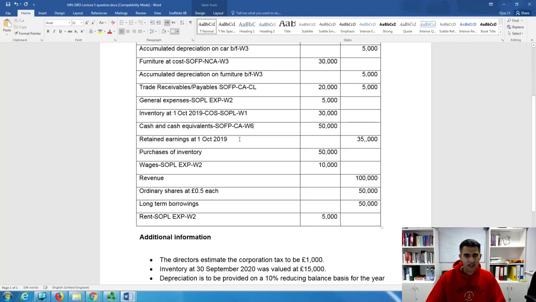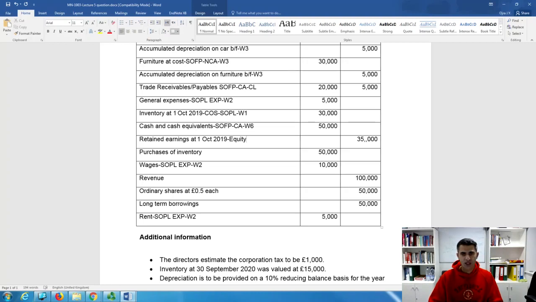Retained earnings at 1st of October 2019. So for retained earnings, there's opening retained earnings, and retained earnings should be included in the equity. When I say equity, this means statement of change in equity. Anything to do with equity should be recorded in the statement of change in equity.